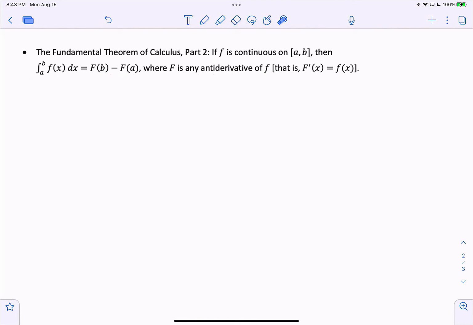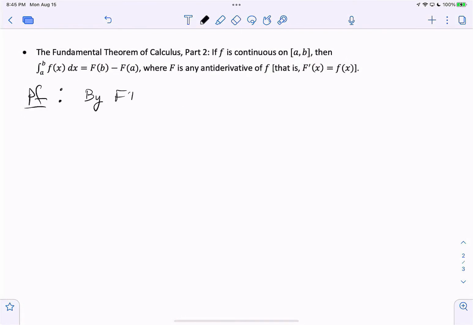Part 2 of the Fundamental Theorem of Calculus says that if lowercase f is continuous on a closed interval from a to b, then the definite integral from a to b of lowercase f of x dx is equal to uppercase F of b minus uppercase F of a, where that uppercase F is any antiderivative of the integrand lowercase f. Or in other words, uppercase F prime of x is equal to lowercase f. This is the thing that's going to make our work so much nicer in just a bit, but first we're going to prove it.